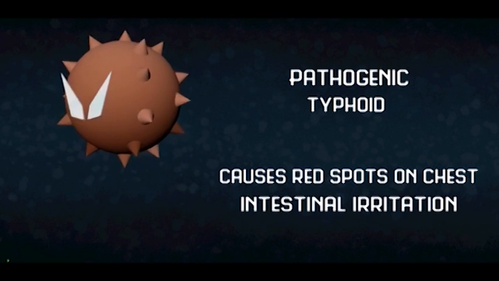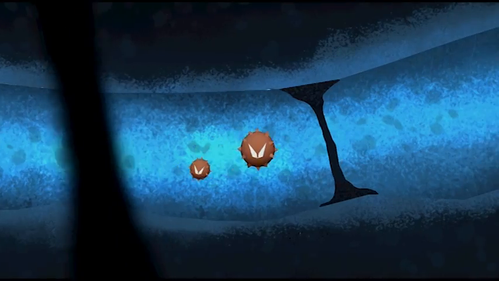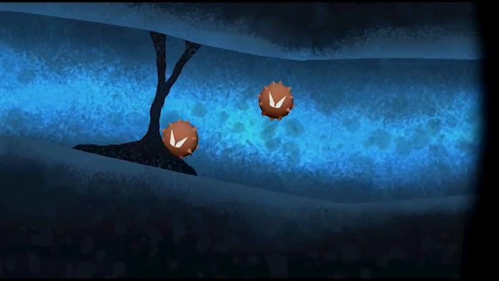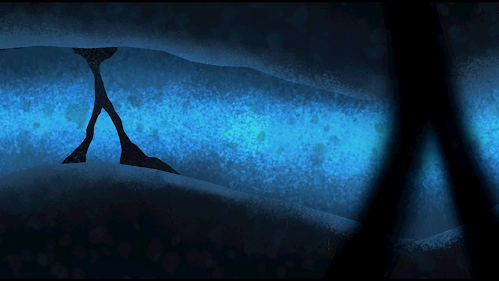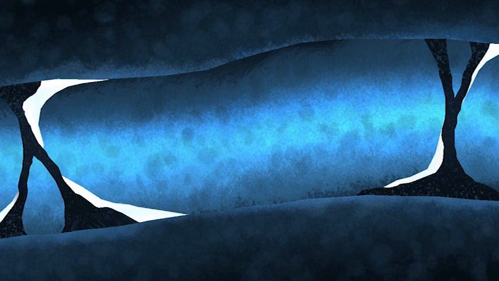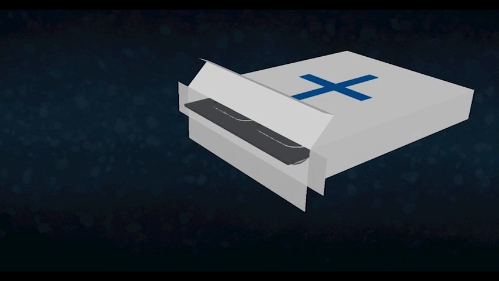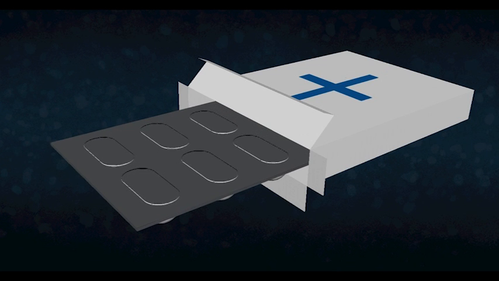Typhoid causes the chest to develop red spots and also causes intestinal irritation. As the bacteria travels around the bloodstream, it begins to take advantage of the body's resources to multiply. The host's body soon becomes swamped with the infection, and the host starts to feel its effects, feeling nauseated. The host is soon prescribed antibiotics, as the body itself cannot fight the infection alone.